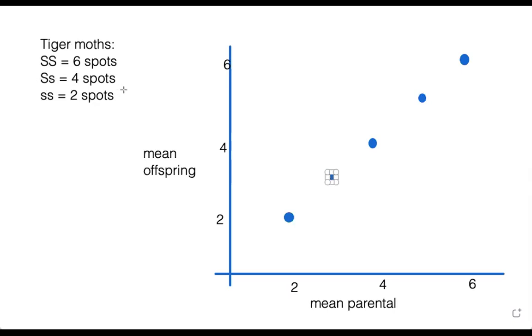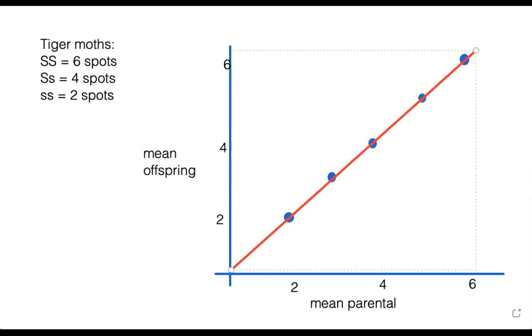If we cross two heterozygotes, the parent mean is 4. And then a quarter of the offspring have 6, half have 4, and the other quarter have 2. And the mean of all of that is going to be 4 as well. So you see what I'm getting at here. Hopefully what you've noticed is that all of these points lie along a line with a slope of 1.